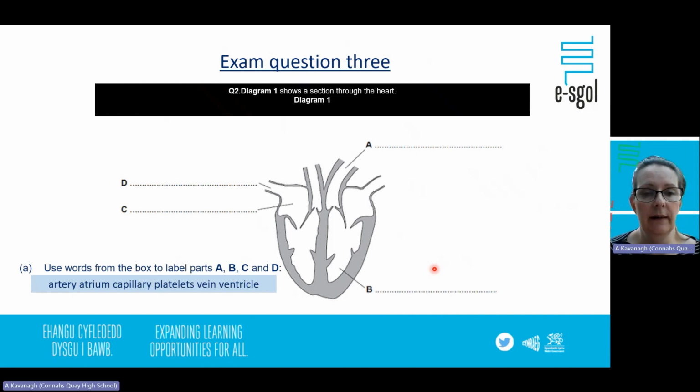Similarly, our next question, again we've got A, B, C and D labelled, but we've now got words here that we need to use to help us to label A, B, C and D. Okay, so let's have a look. A is the artery, or an artery. B is the ventricle. C is the atrium. And D is a vein.